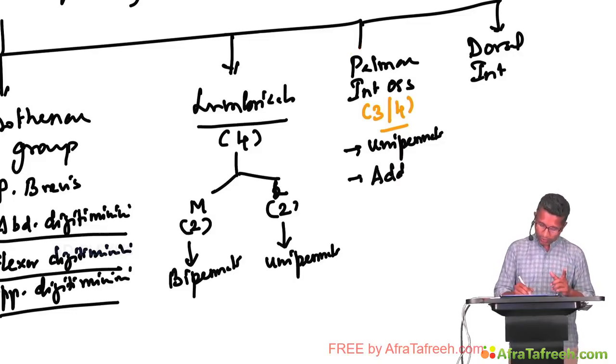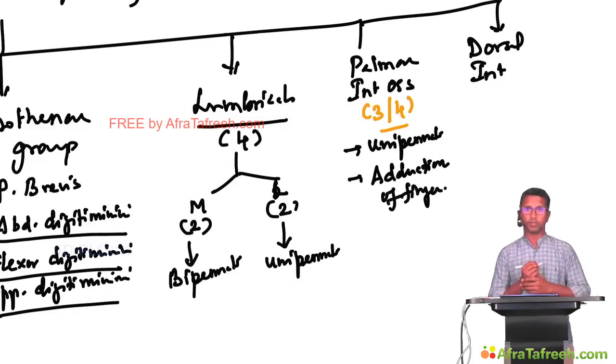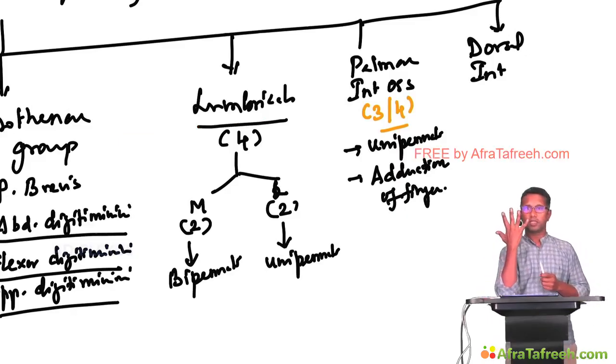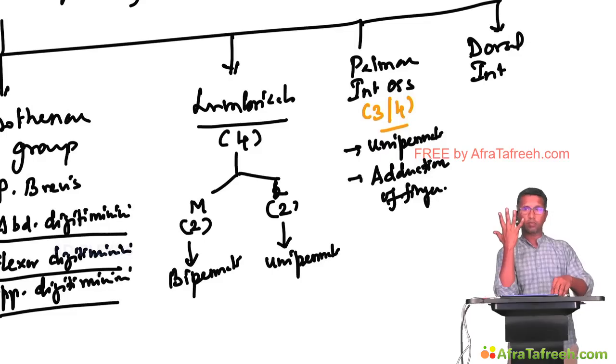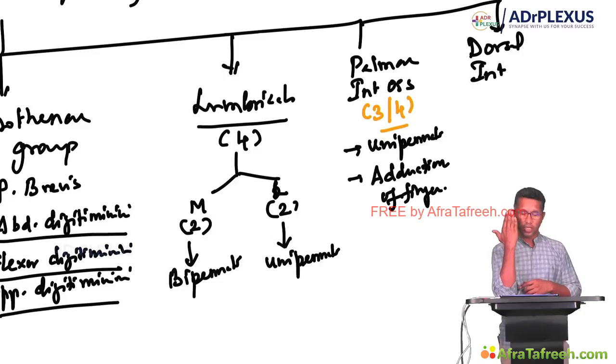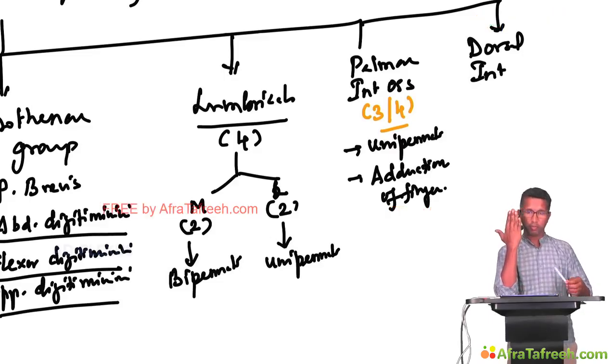They cause adduction of the fingers. So what is called adduction? If I keep my fingers like this, all my fingers are now in abduction. If I move my fingers towards the middle finger, this is called adduction, guys. So the adduction of the fingers is produced by palmar interossei.